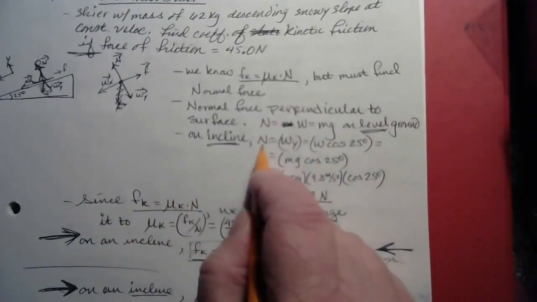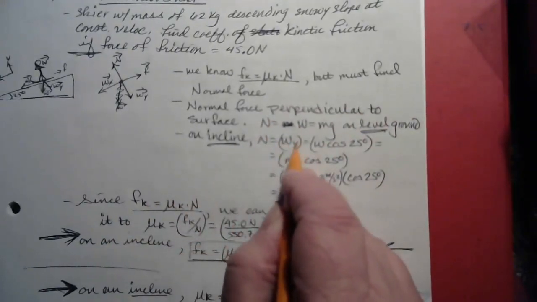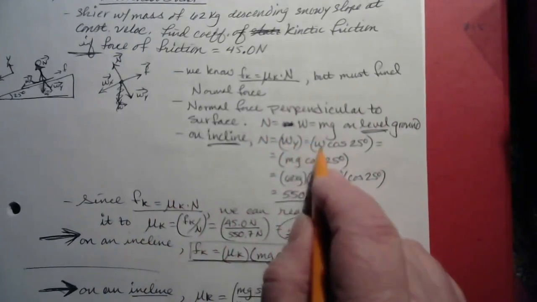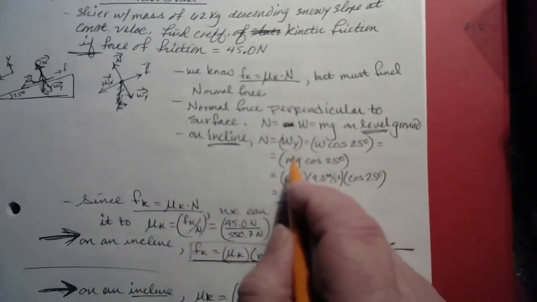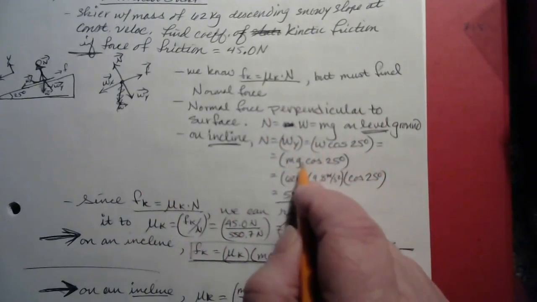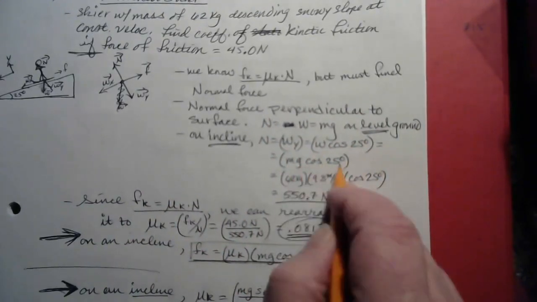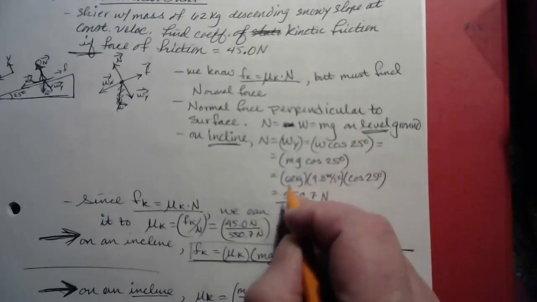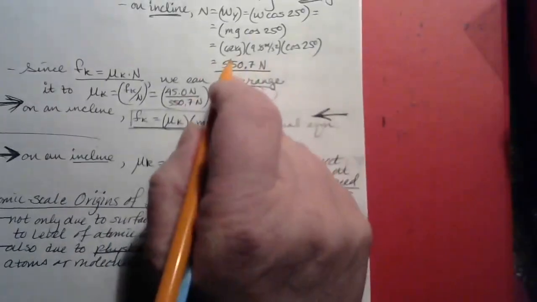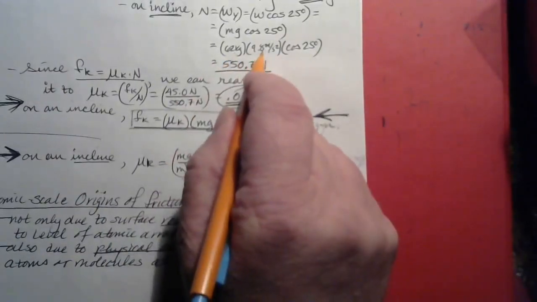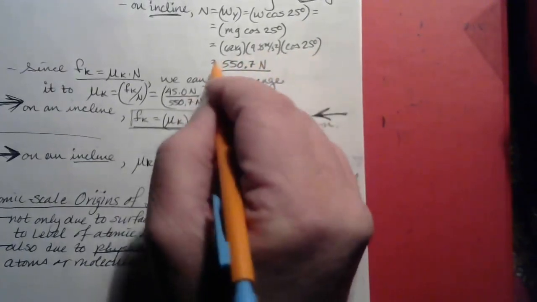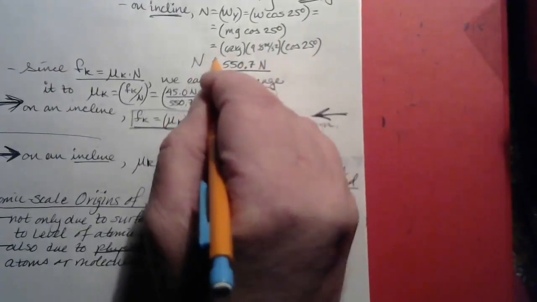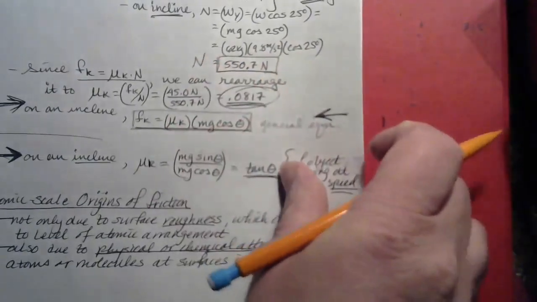But on an incline, the normal force would be equal to the y component of the weight, which is equal to the magnitude of the weight times the cosine of the angle, which in this case is 25 degrees. The magnitude of the weight is just mass times gravity, times cosine 25 degrees. So this is going to be 62 kilograms times 9.8 meters per second squared times the cosine of 25. That gives us a normal force of 550.7 newtons.